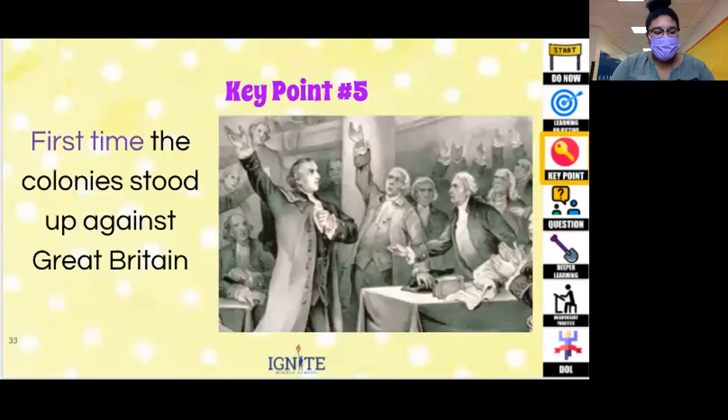This was also the first time the colonies stood up against Great Britain. Previously, there had been boycotts or maybe publications, but this was the first major event where the colonies stood up against Great Britain.